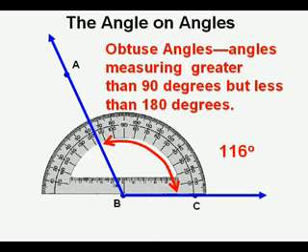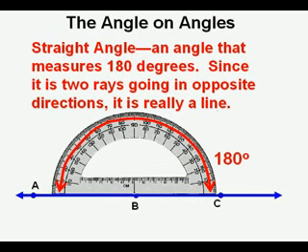Angles measuring greater than 90 degrees but less than 180 degrees are classified as obtuse angles. And this obtuse angle appears to measure about 115 degrees, 116 degrees. A straight angle is really a line. You continue the rotation and those two rays go in opposite directions, and it measures 180 degrees, and since it is two rays going in opposite directions, it really is a line.